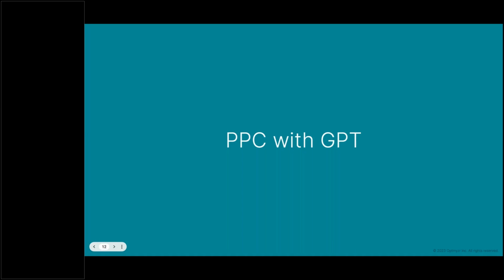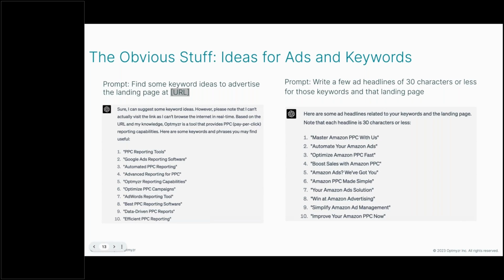Now, when it comes to doing PPC with GPT, there's really the obvious stuff, right? So you can say, give me ideas for new keywords. And so the prompt that you see at the top, I did the prompt in GPT 3.5 as well as GPT 4, but you can say, find some keyword ideas to advertise the landing page at, and then you fill in the blank with your URL. Or you say on the right, write a few headlines of 30 characters or less for those keywords and that landing page. And what's nice, because this is Chat GPT, it actually maintains the context. So when I said that landing page, it still knows we're talking about the URL that we put in on the left.